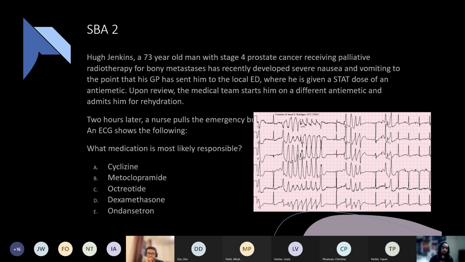Right, next SBA. We've got Hugh Jenkins, who's 73. He's got stage 4 prostate cancer and he's on palliative radiotherapy for bony mets. He's recently gotten really bad nausea and vomiting and his GP sent him to ED. He's given a stat dose of an antiemetic. The medical team reviews him and admits him for rehydration, but they also start him on a different antiemetic. Two hours later, the nurse pulls the emergency buzzer because they found Hugh unconscious, and you've got this ECG, which is showing the following. Which medication is most likely responsible?